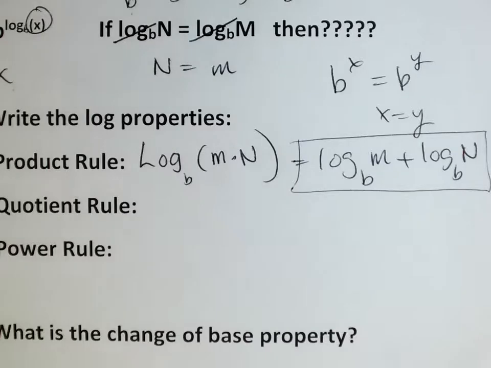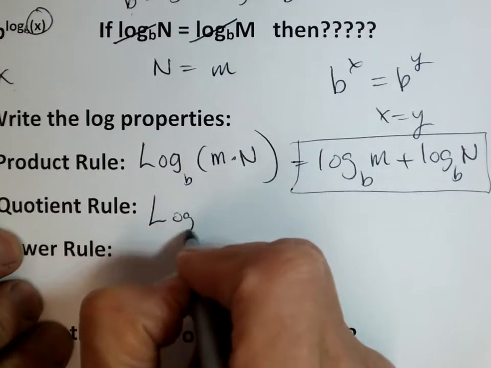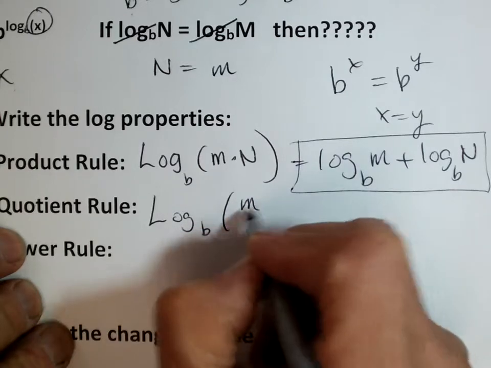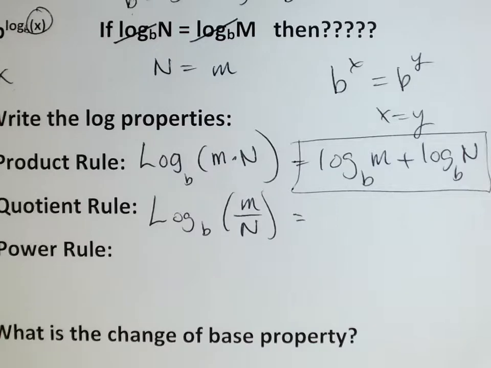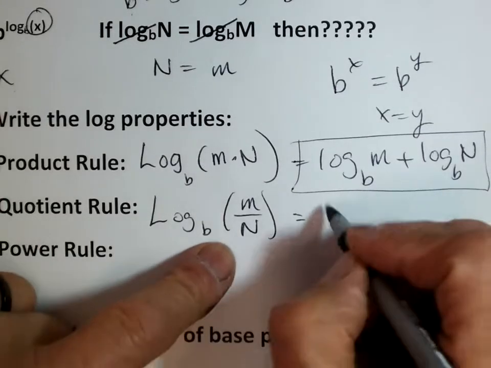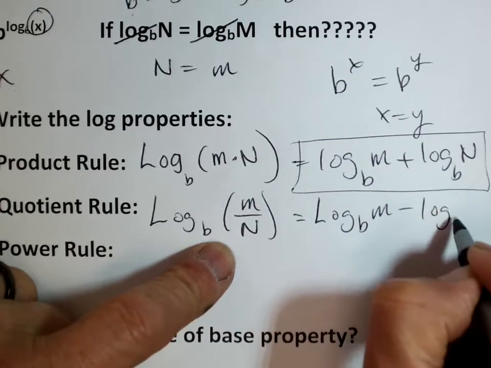Logarithms are exponents, so when you multiply bases, you add their exponents. That's what we just did. Logarithms are exponents. When you divide bases, so if you have log base b of m divided by n, okay? When you divide bases, you subtract exponents. So we're going to rewrite this as a subtraction. Log base b of m minus log base b of n.